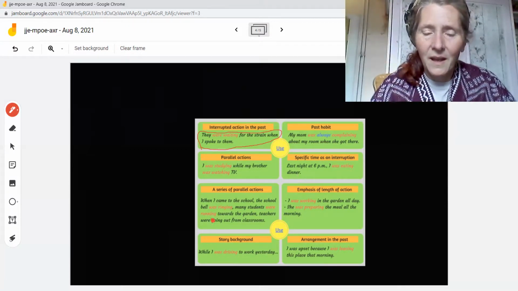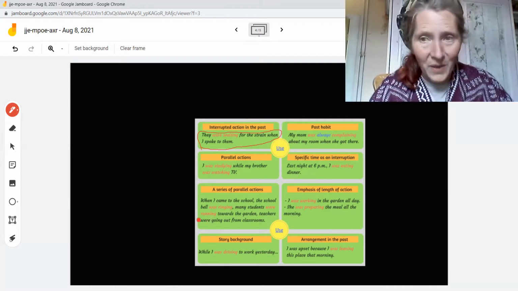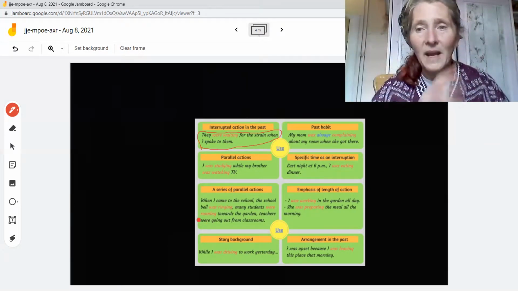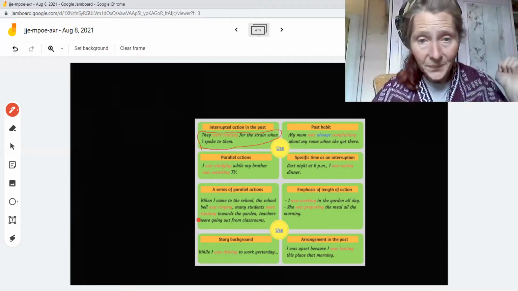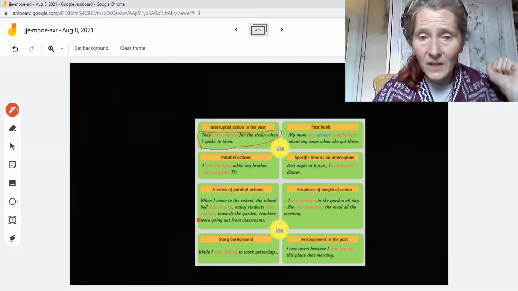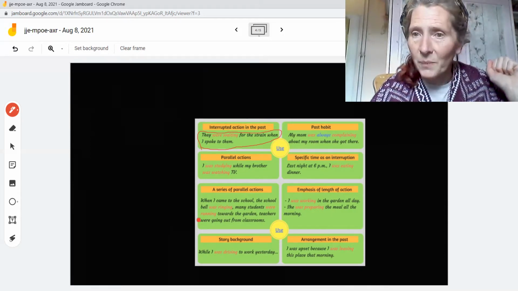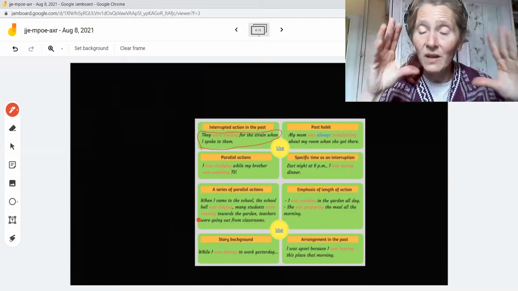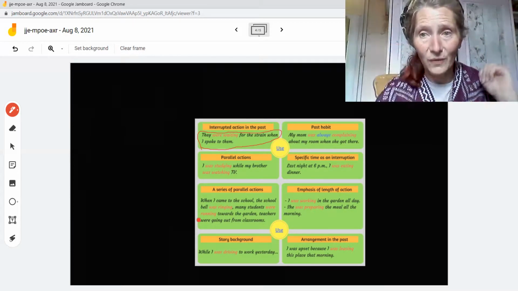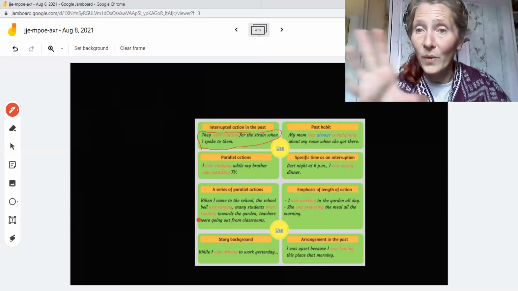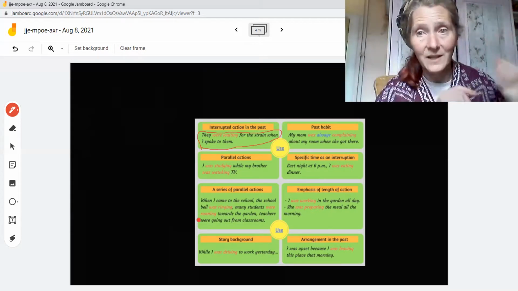Okay, then we have a series of parallel actions. So several things going on at the same time in the past and ongoing. When I came to school, the school bell was ringing. Many students were running towards the garden. Teachers were going out from the classroom. So this sounds like the start of a narrative, a story, and quite often you will see a lot of past continuous in narrative stories. But all these actions are kind of going on at the same time and ongoing in the past. No definitive end date or time.